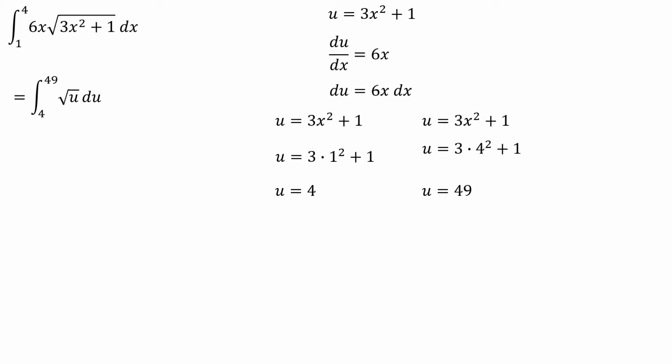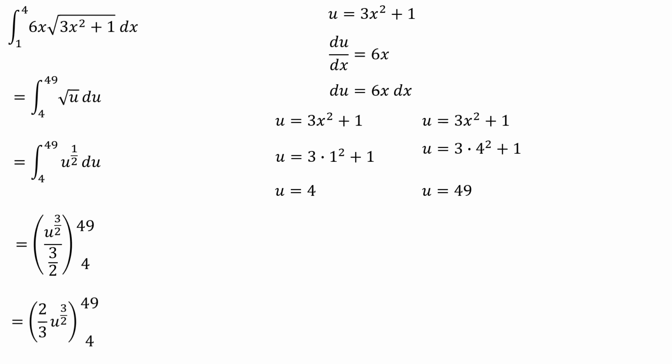The 6x dx has been substituted with a du. The 3x squared plus 1 has been substituted with a u. And so I just have to integrate square root of u du. Of course, when I see square root of u, I'm really looking at u to the 1/2 power. Add 1 to the exponent. I get 3/2. Divide by the new exponent. Of course, I never really want to divide with fractions, so I will instead multiply by the reciprocal. Right? So instead of dividing by 3/2, I'm going to multiply by 2/3.